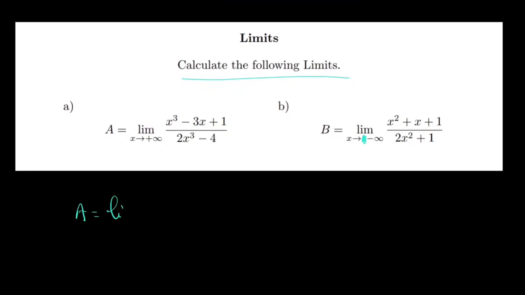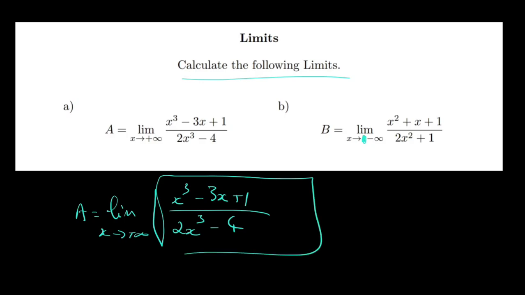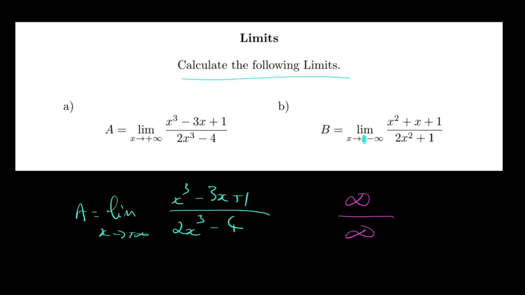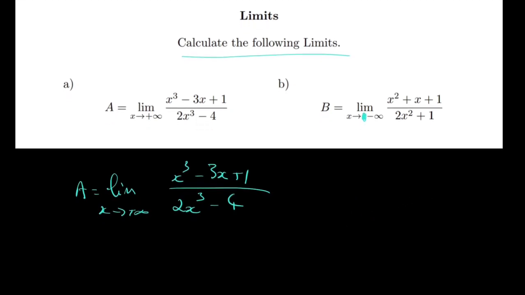A is the limit when x tends to plus infinity of x to the third minus 3x plus 1 over 2x to the third minus 4. So what we want to identify here is what is going to be the strongest term at the top and at the bottom, because of course this is of the form infinity over infinity, but this is a non-defined form as well. We have to work this out a little bit.